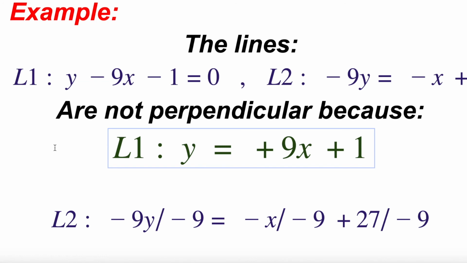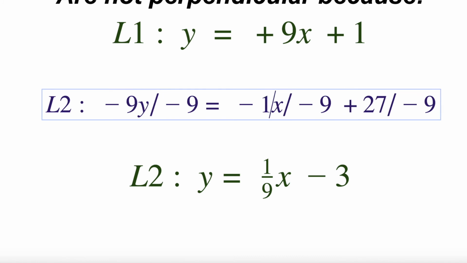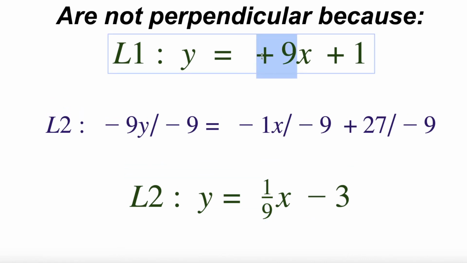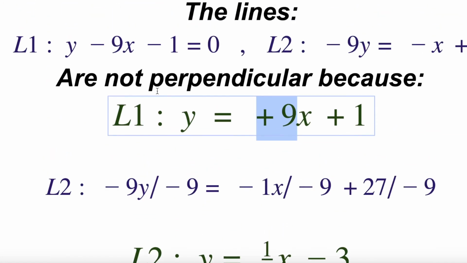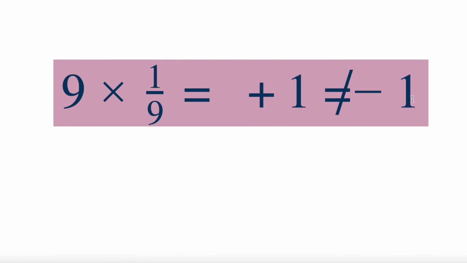The second equation, I need to divide everything by negative 9. So y should be isolated. If I divide everything by negative 9, negative 9 divided by negative 9 is 1. Negative 1 divided by negative 9 is 1 over 9. 27 divided by negative 9 is negative 3. So the second slope is 1 over 9. Now I will multiply the slopes by each other. 9 times 1 over 9, the answer is positive 1. It's not negative 1, so the lines are not perpendicular. Remember, the answer must be negative 1, not 1.